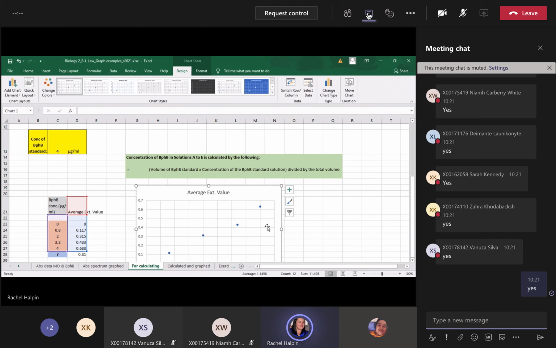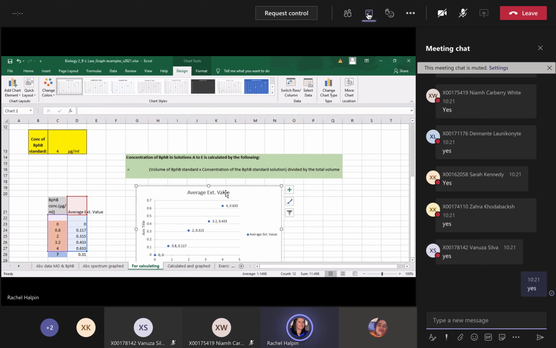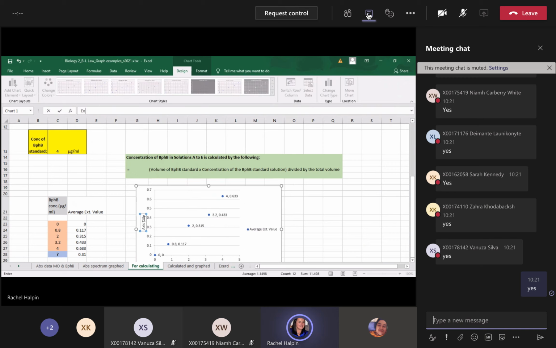So just to look at this for a second, make sure your extinction values are on the y-axis. Now, if you see up here, there's a button for quick layout. If you click on that, it'll give you options to give your axes titles. So I'm going to go for this one. We don't need a title on the top, because when you do your report in Word, you're going to write the title underneath it. You're going to type a proper figure caption, whatever wavelength is determined.